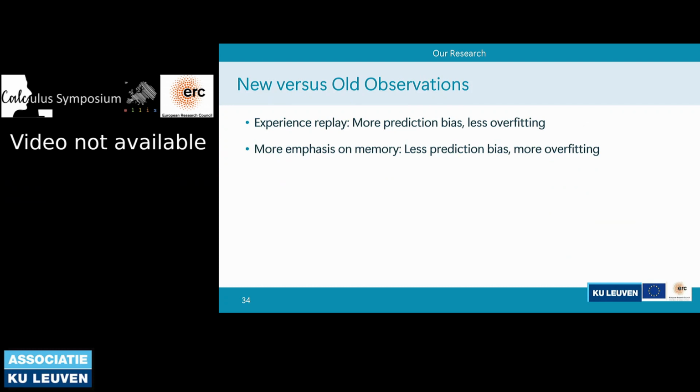And we did some preliminary experiments to better understand this prediction bias phenomenon, and this is the bottom line of our experiments. We saw already that experience replay tends to cause the model to be more biased with respect to the most recent class it has observed. But if we shift our approach and put a little bit more emphasis on the memory, we get a reduction in prediction bias. But what we get is more overfitting.